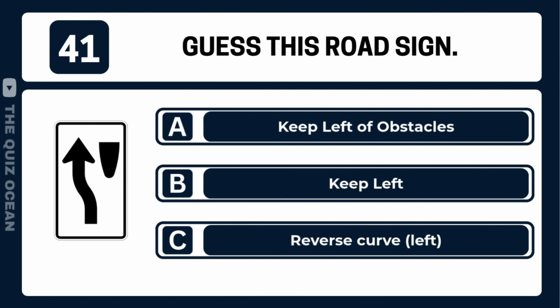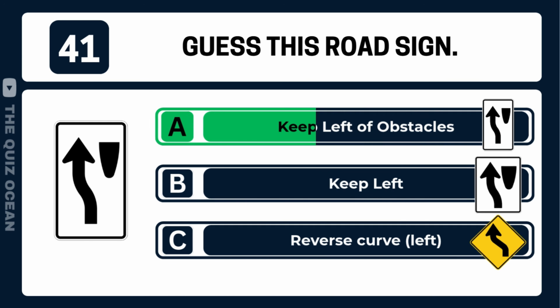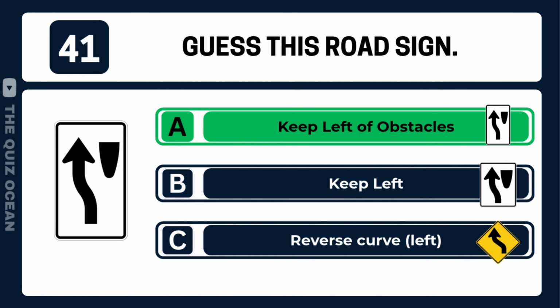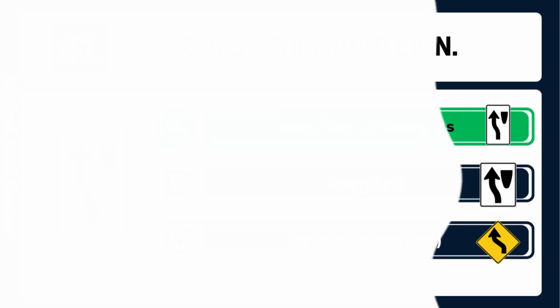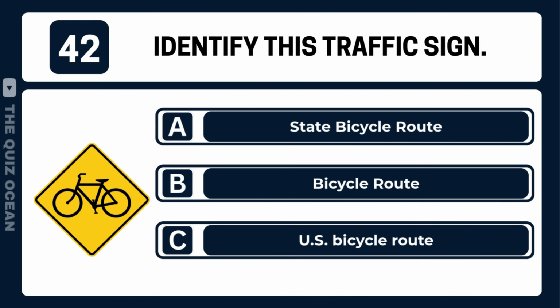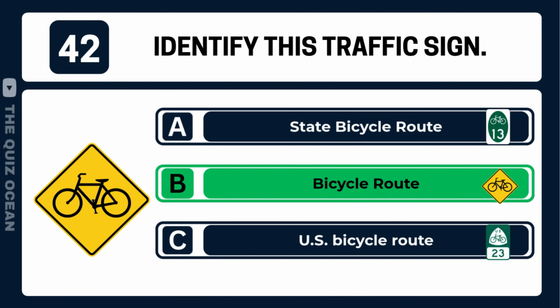Guess this road sign. Nicely spotted. This one tells you to keep left of obstacles. Identify this traffic sign. Well noticed. This shows a bicycle route.